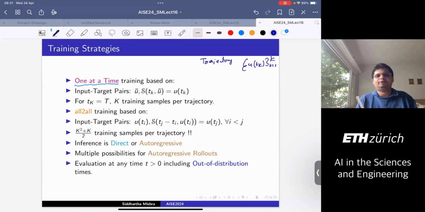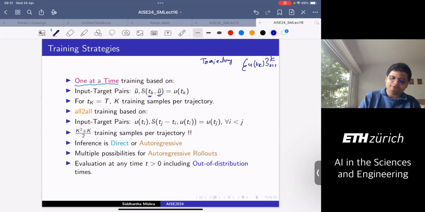This is not limited to just having sampling at the same points. You can sample at different points. Okay, that's not going to be an issue. So in this one at a time training, during the training, you give as inputs your initial condition, which is u bar, given here, and you give the times tk. And then you get k samples per trajectory.